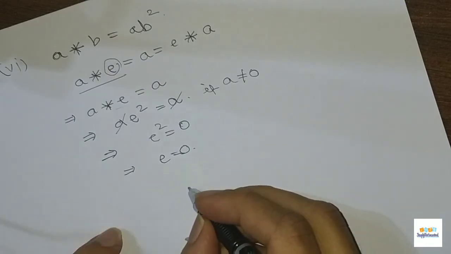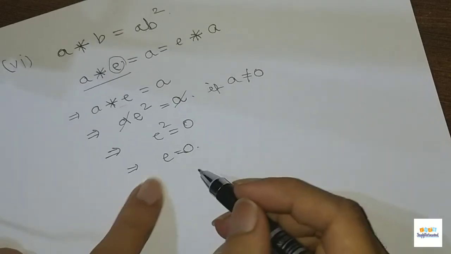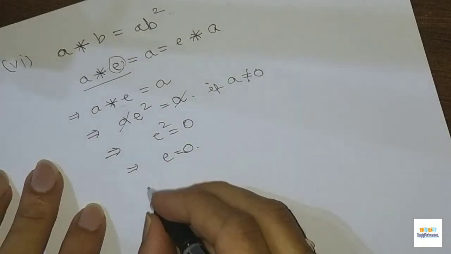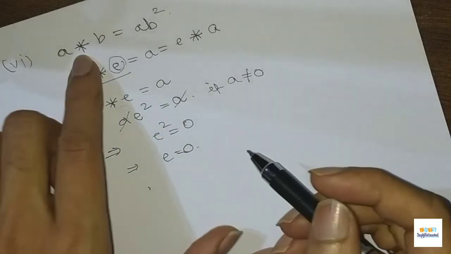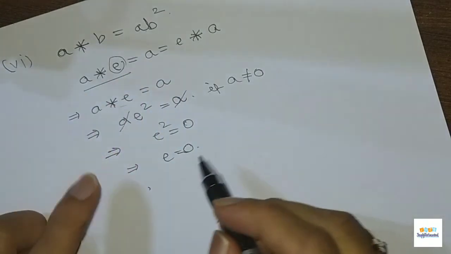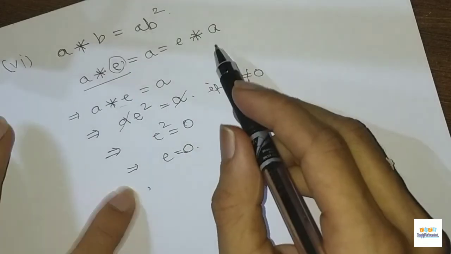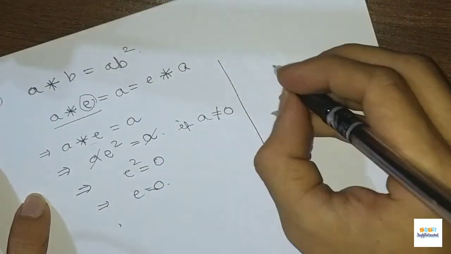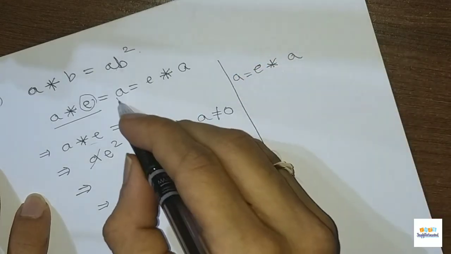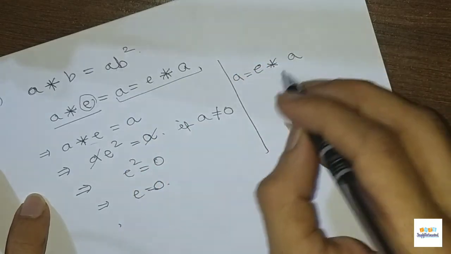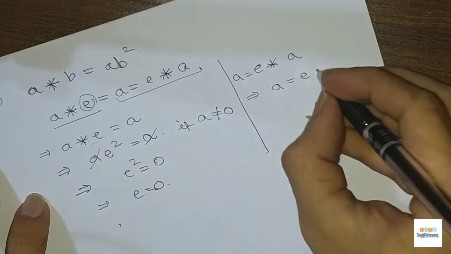Now suppose we take any element a. So are we getting the identity? Are we getting this condition satisfied? Let us check that. Now before that, we will take this side now. That is e star a equal to a. This side we have to take. So a is equal to e star a. That means a is equal to e a square.